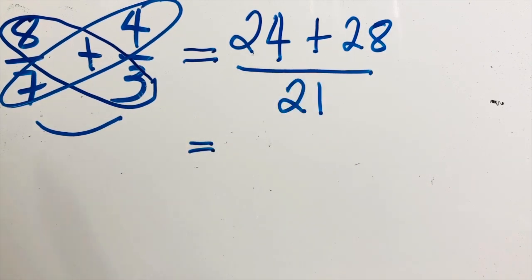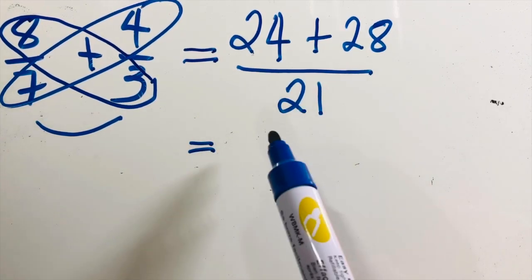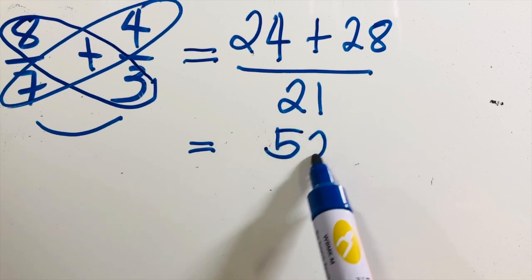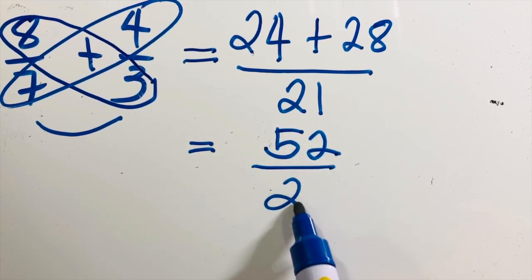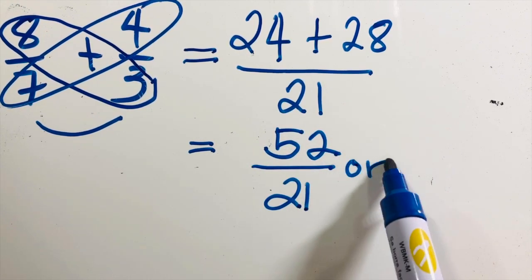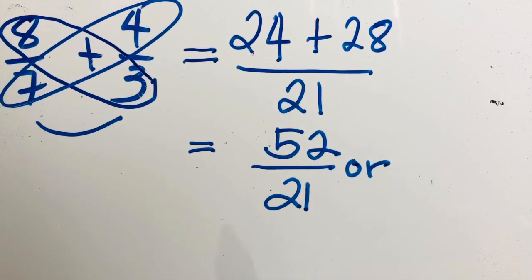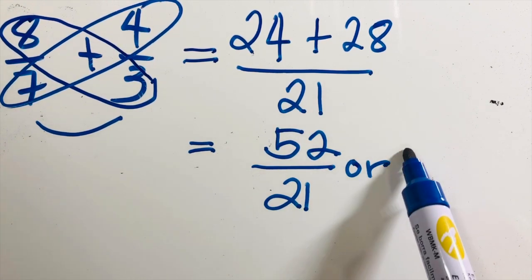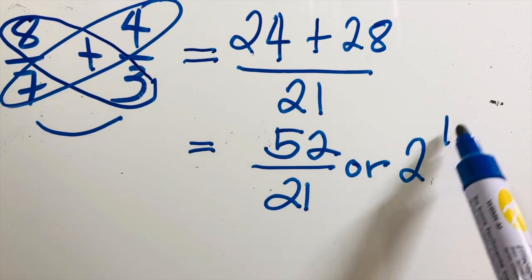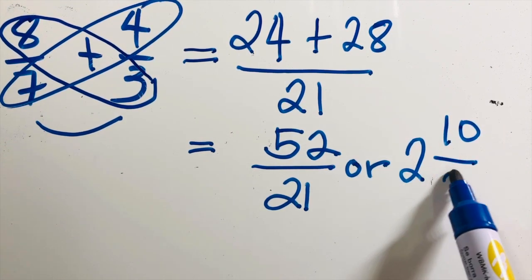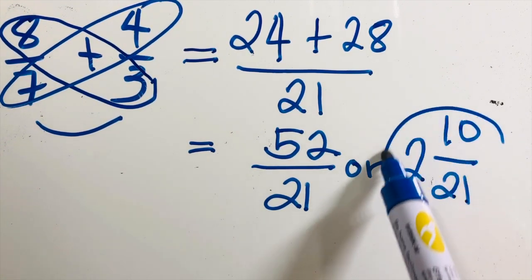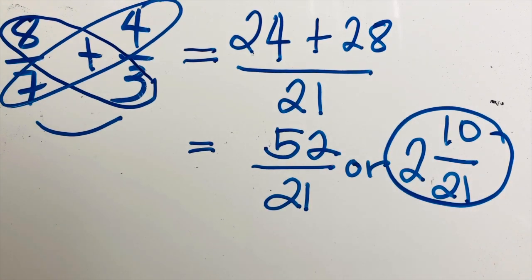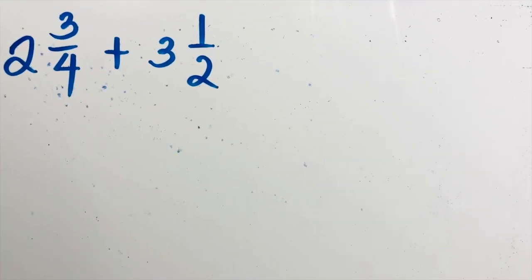What is 24 plus 28? That is 52 over 21. In simplest form, 52 divided by 21 is equal to 2, and 10 over 21 is the answer. How about if you're adding mixed numbers?